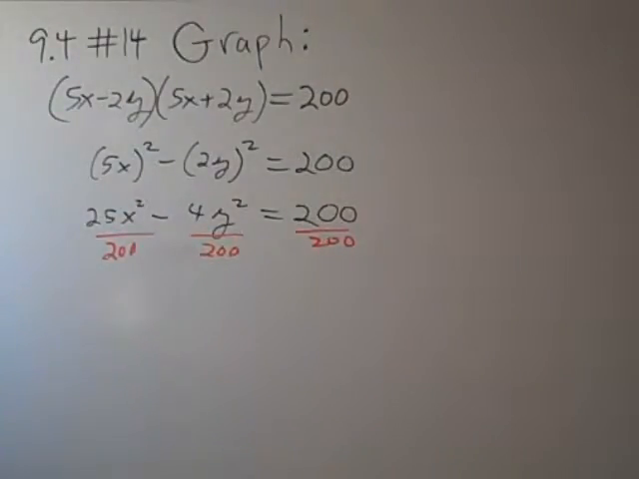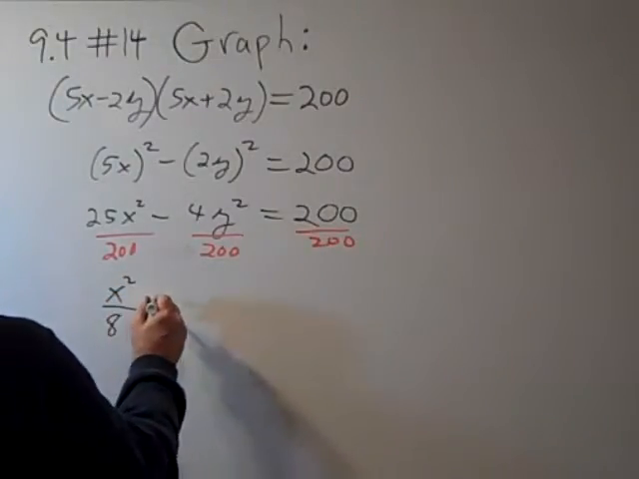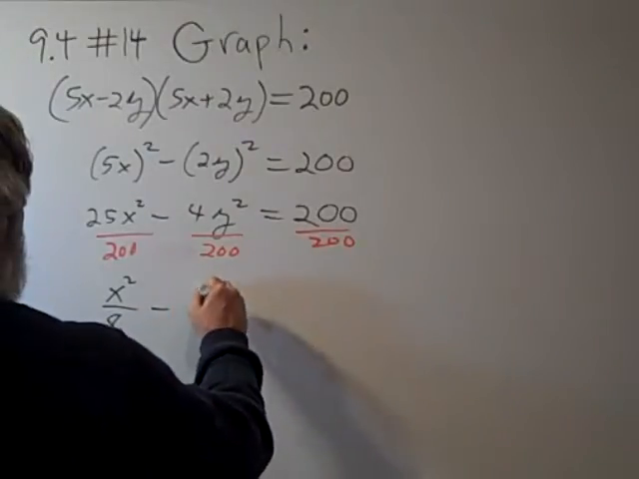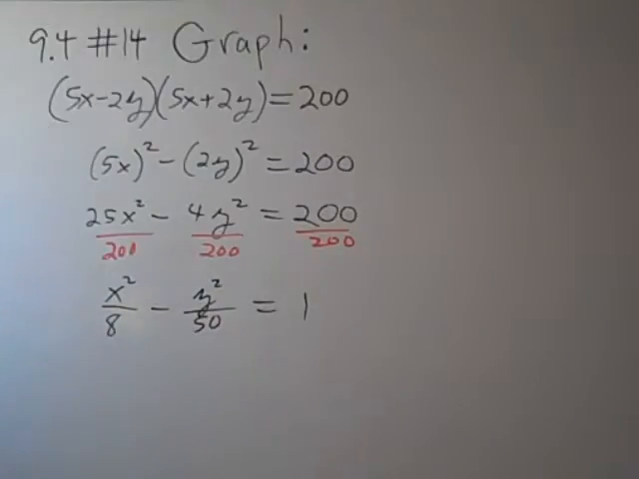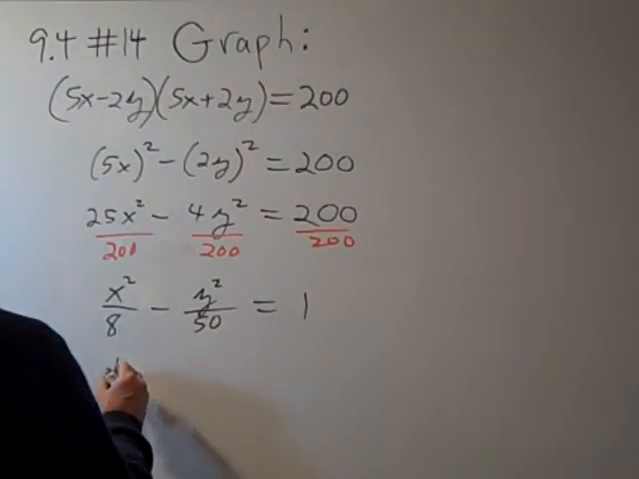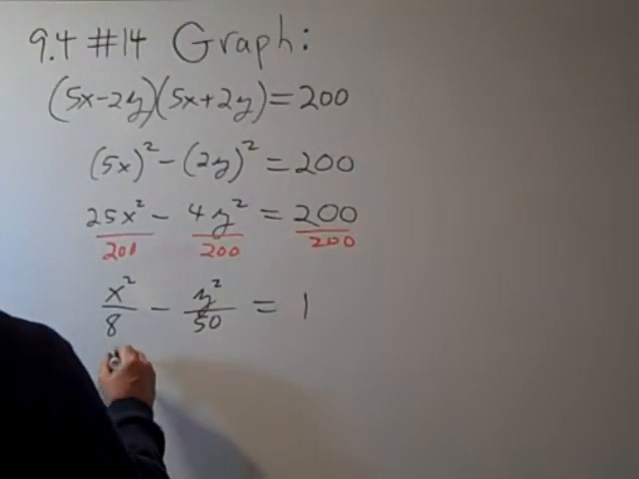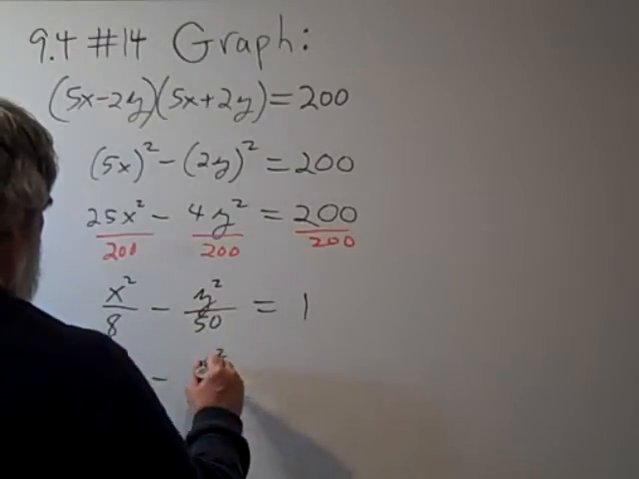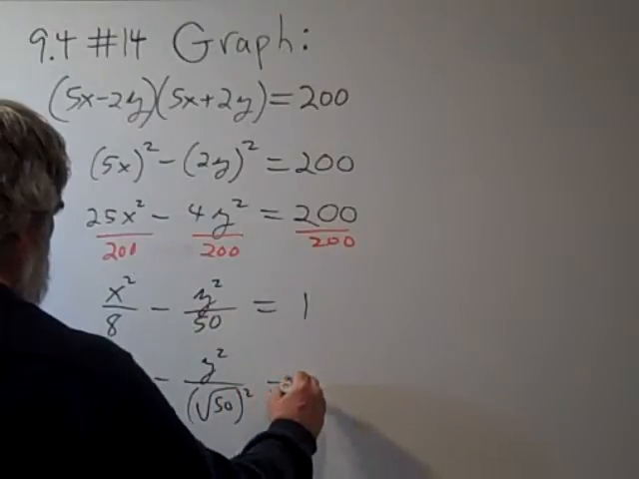Now 25 goes into 200 8 times, so this is actually x squared divided by 8. And 4 goes into 200 50 times, so this is y squared over 50 equals 1. Now we can write this in standard form as x squared divided by the square root of 8 squared, minus y squared divided by the square root of 50 squared.